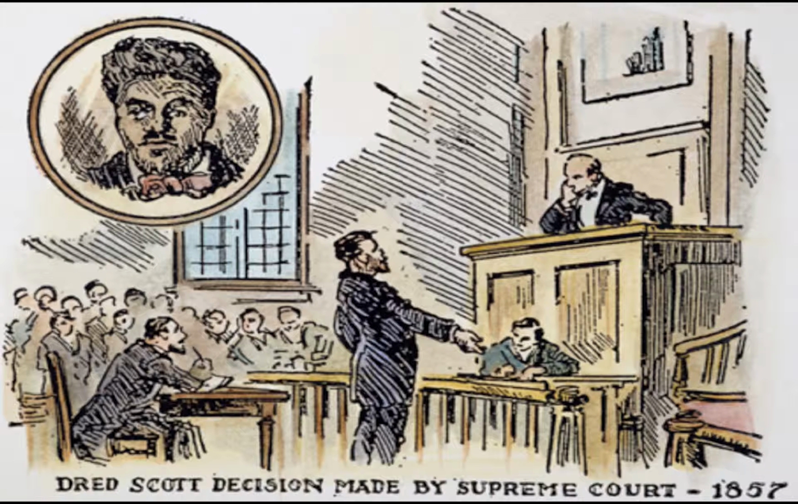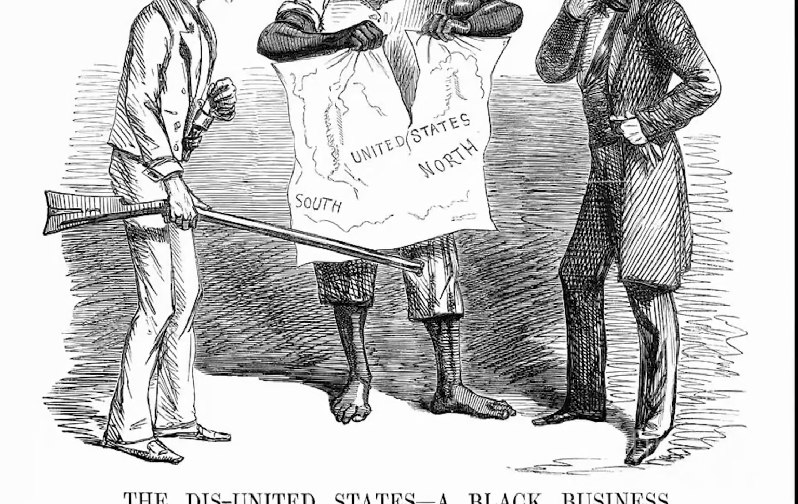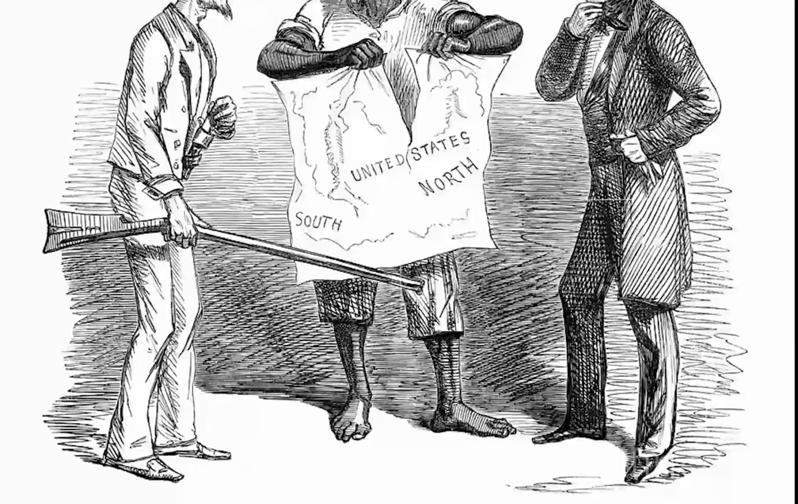Scott then filed another lawsuit in a federal circuit court claiming damages against Sandford's brother, John F. A. Sandford, for Sandford's alleged physical abuse against him. The jury ruled that Scott could not sue in a federal court because he had already been deemed a slave under Missouri law.